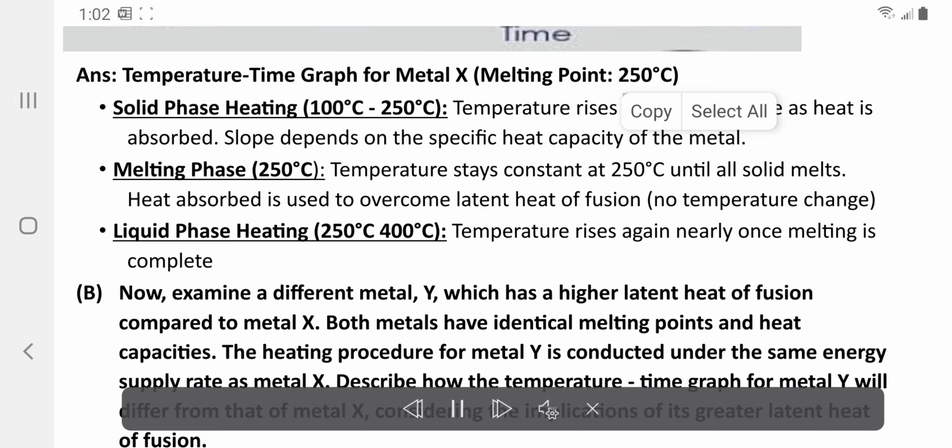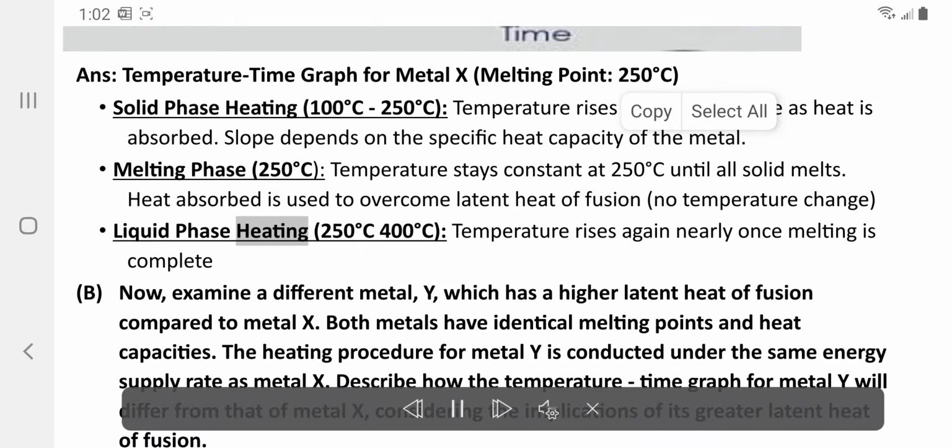Temperature rises linearly with time as heat is absorbed. The slope depends on the specific heat capacity of the metal. Melting phase, 250 degrees Celsius. Temperature stays constant at 250 degrees Celsius until all solid melts. Heat absorbed is used to overcome latent heat of fusion, with no temperature change.